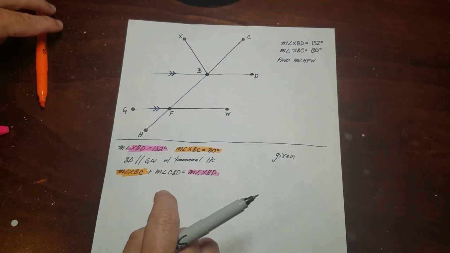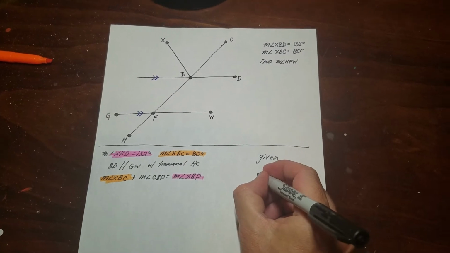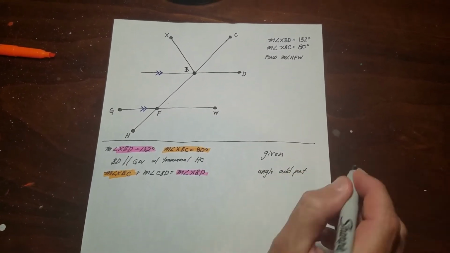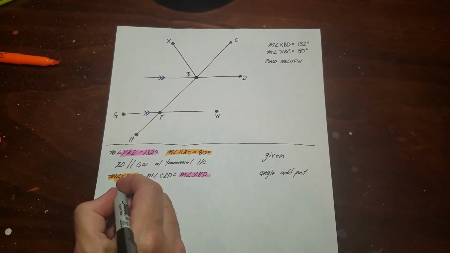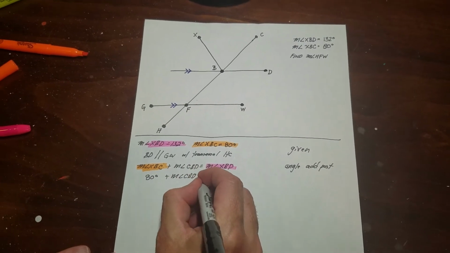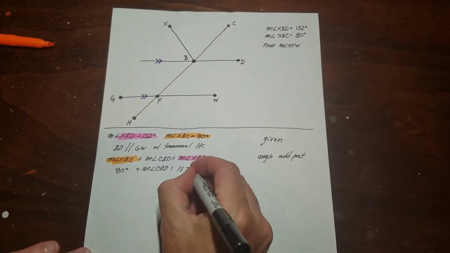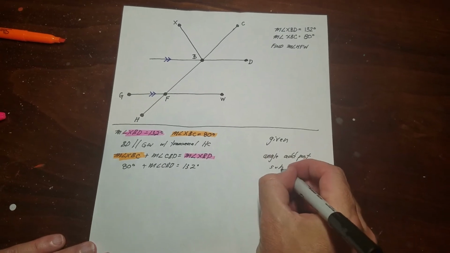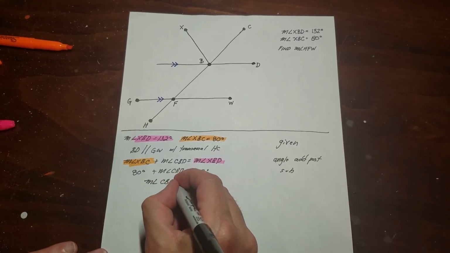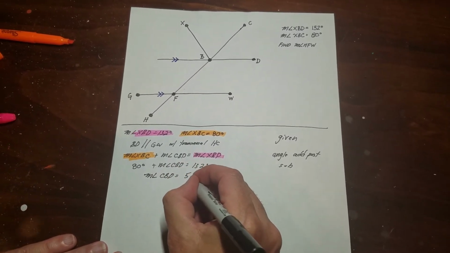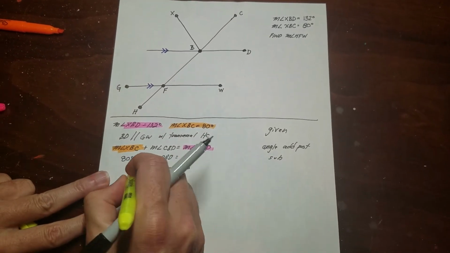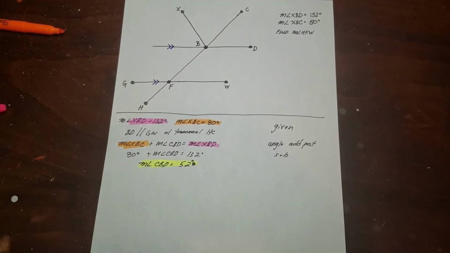The reason I'm able to set this up, of course, is the angle addition postulate. And then all I'm going to do is substitute. That one is 80. Measure of angle CBD is equal to, and that one's 132. So, substitution. And that would mean the measure of angle CBD is equal to 52 degrees. Okay, so that's going to throw another value into the mix that I can use, so I'll just highlight that.